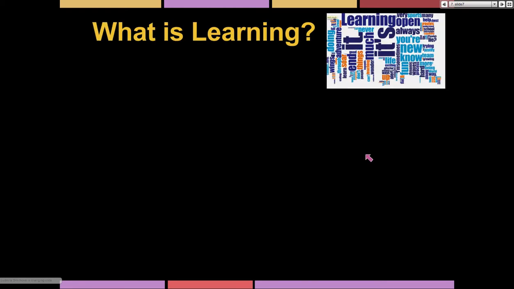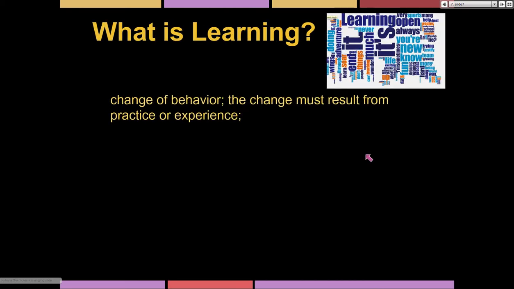Yes, yes, Glenka, that's what we were discussing a minute ago. Yes, you missed the beginning. So some people think that learning is a change of behavior. The change must result from practice or experience. It's the behaviorist understanding of learning. And learning occurs when there is a change in behavior, behaviorists say.